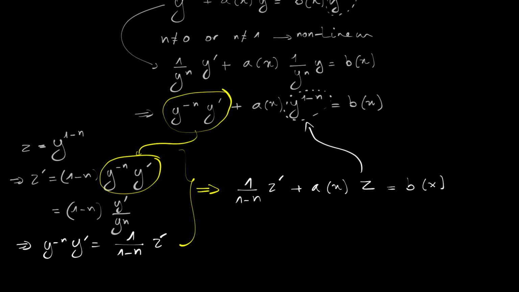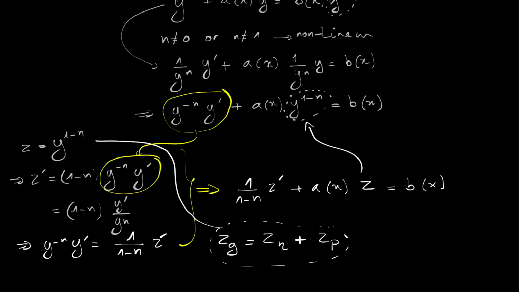As a reminder, we first need to find the homogeneous solution ZH, then the particular solution ZP. We sum them to write our general solution ZG. Then we go back to our substitution to write our desired solution yg equals z power of 1 over 1 minus n.